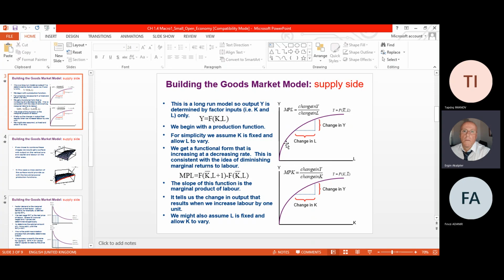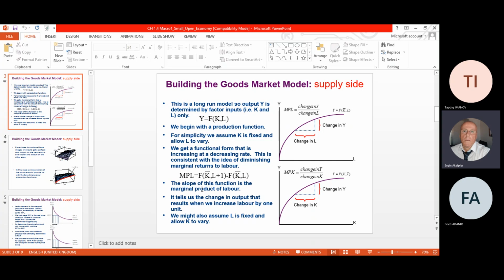Let's say this is the capital and labor in the first period, and this is the next period, which is added to the second period. Then the first period will be subtracted from the second period to get the marginal productivity of labor. This is then the slope of this function, as mentioned and explained to you. This is the marginal product of labor.